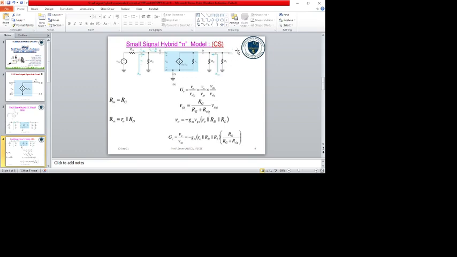Now, we can relate our output voltage with the open circuit voltage VGS. That is, the product of current and the total resistance will be the output voltage. So, V0 is equal to minus GM VGS into R0 parallel with RD parallel with RL. So, from that we can find the ratio of V0 to VGS, which is the voltage gain factor.